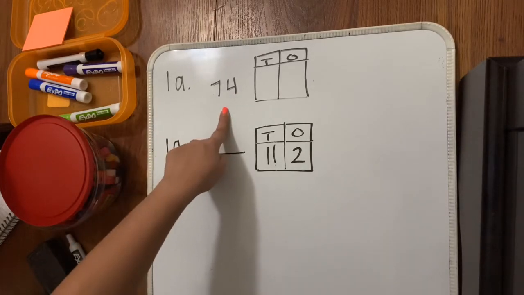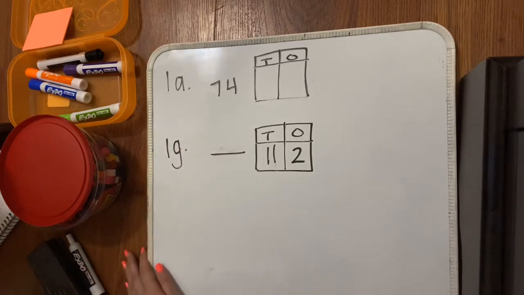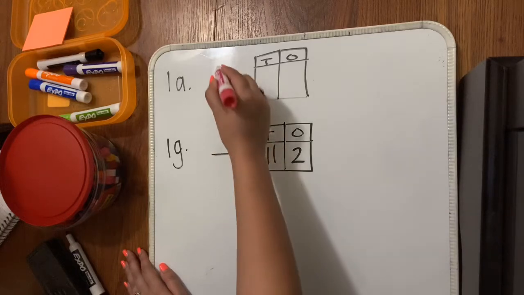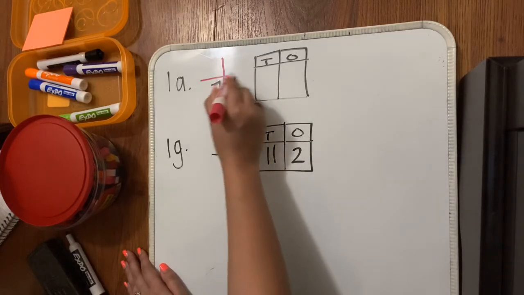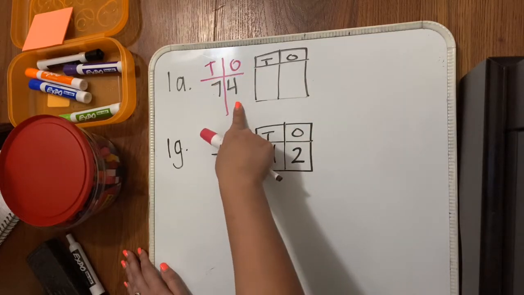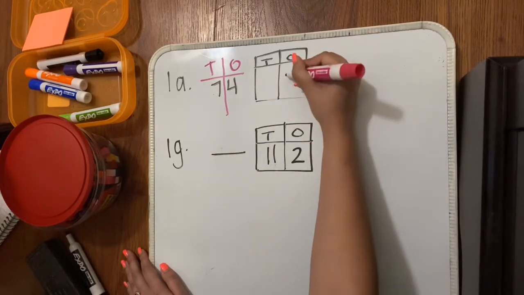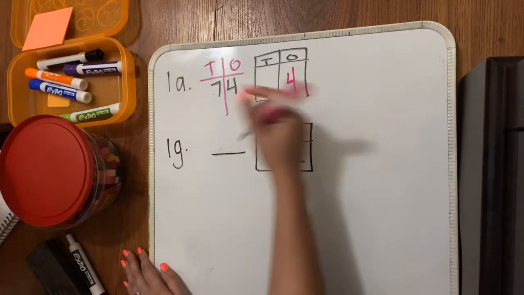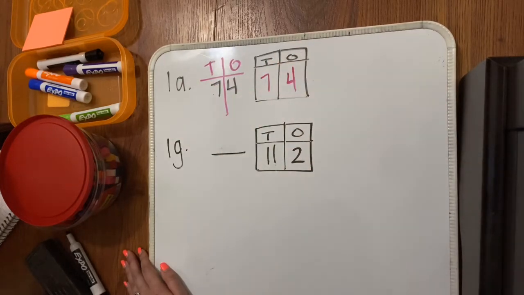So the number that was given to me is 74. So we're gonna look at 74. And if you have a hard time trying to remember how many tens and ones are in a number, you can just split it and make your own tens and ones chart. So how many ones do I have? I have 4 ones, and how many tens do I have? I have 7 groups of 10.